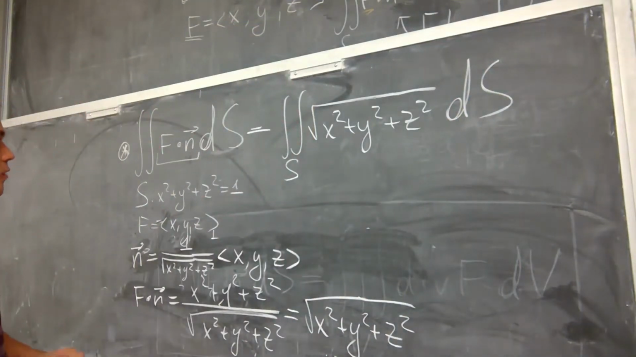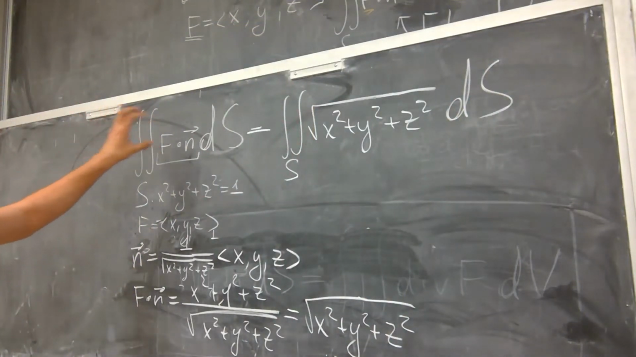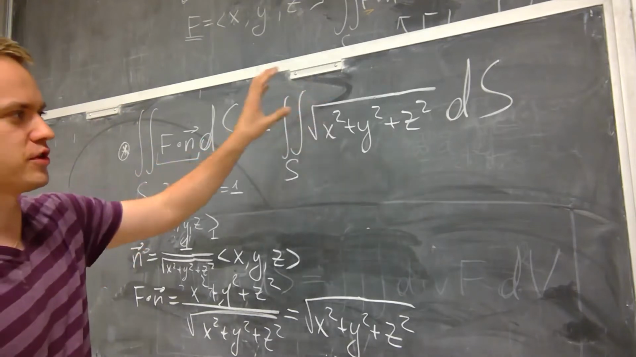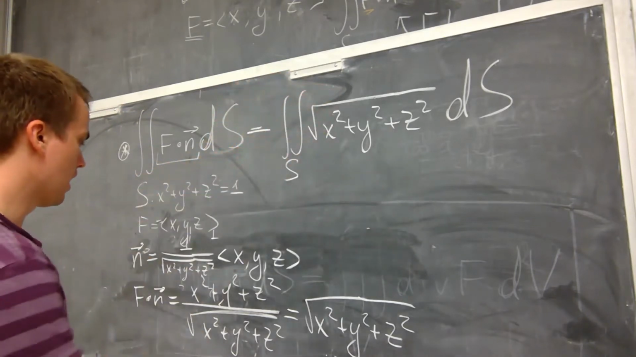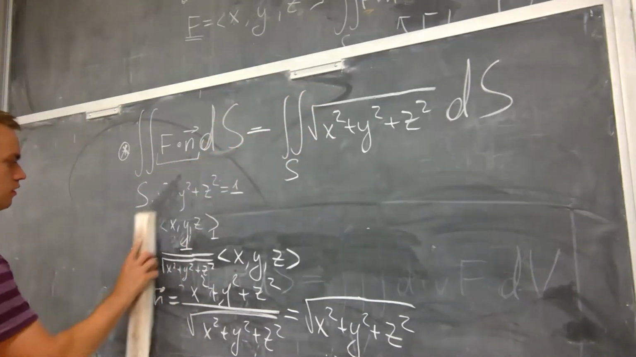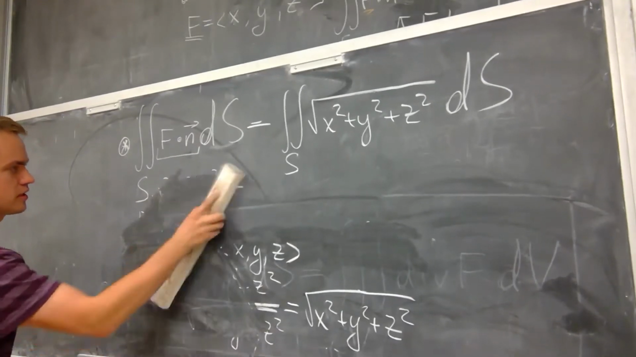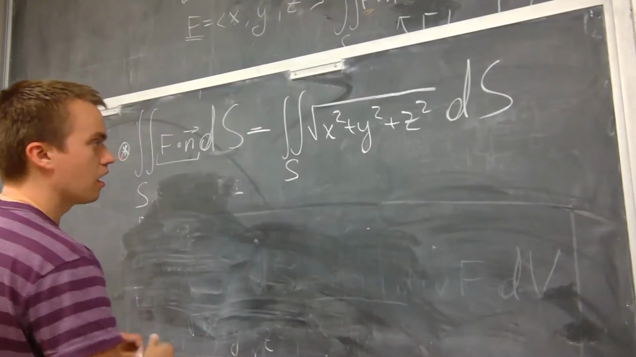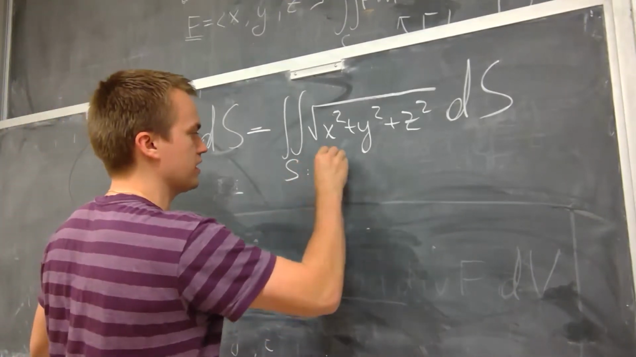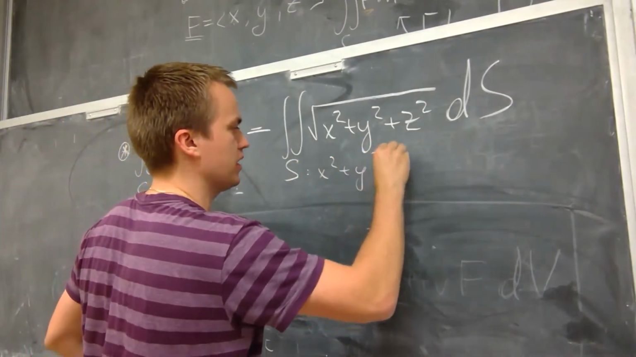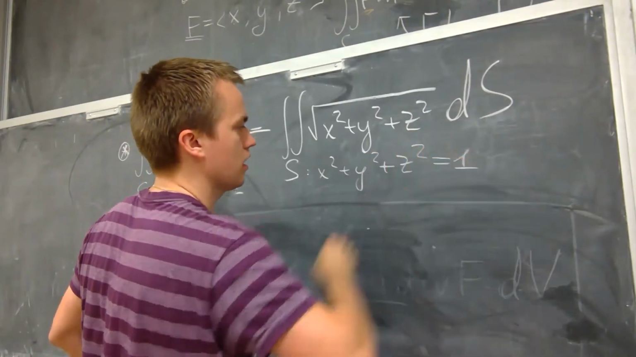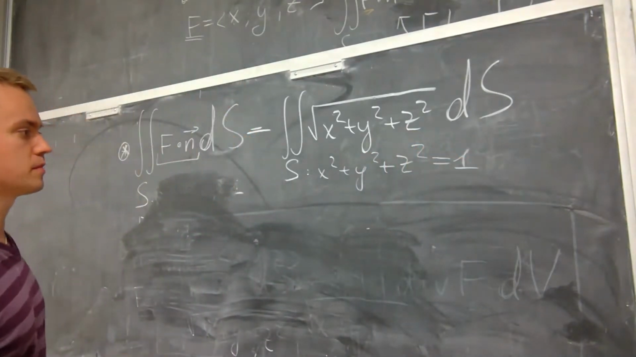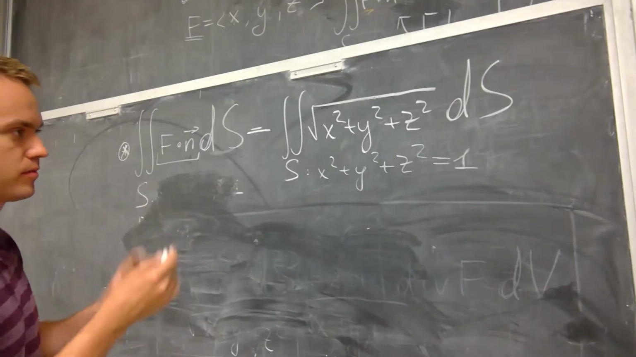So here we can see how we started with the surface integral of a vector function, and we ended up with the surface integral over a scalar function. And we know how to evaluate this integral. Evaluation of this integral is just using parameterization. And since S is the unit sphere, x squared plus y squared plus z squared equals 1, I want to use a spherical parameterization.